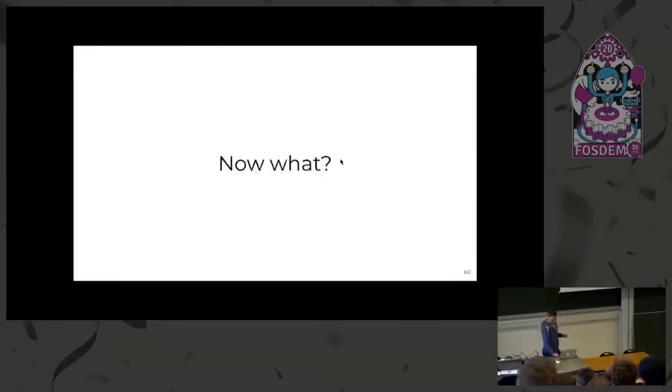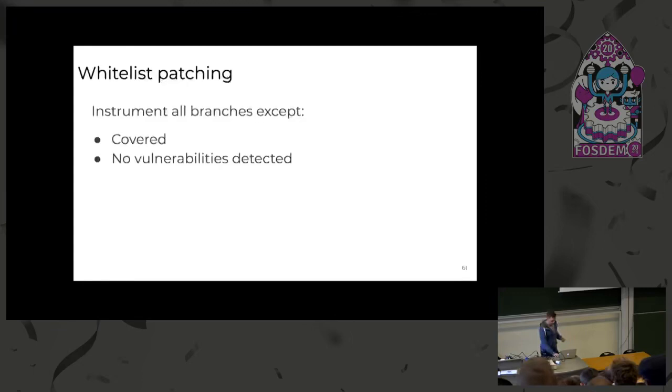But now what? We found the vulnerabilities, and we found many of them. If you have a list of, say, 100 or even 200 vulnerabilities in your software, you probably don't want to go over all of them and try to fix them manually. So to deal with this issue, we implemented another tool. It's more minor, but still quite useful.